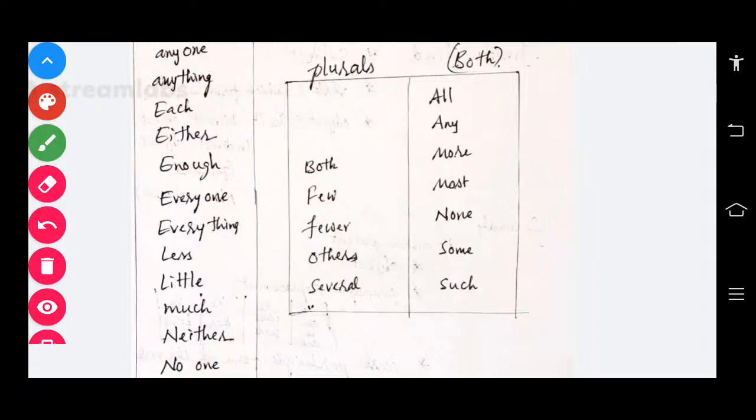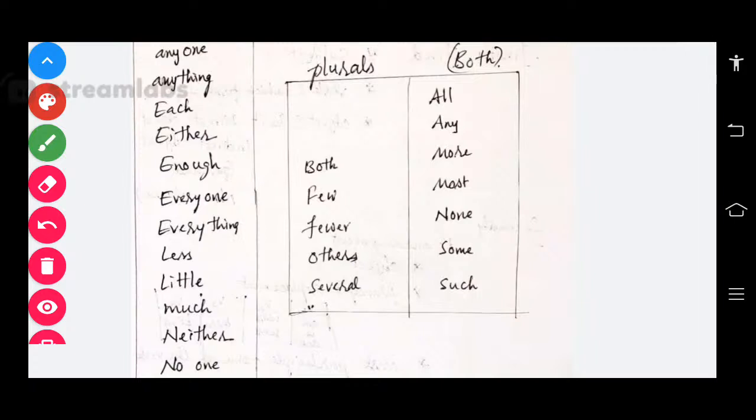Like a few, fewer, others, several. These indefinite pronouns are generally used as plural indefinite pronouns. We just have to think and have a keen idea with regard to all these things.